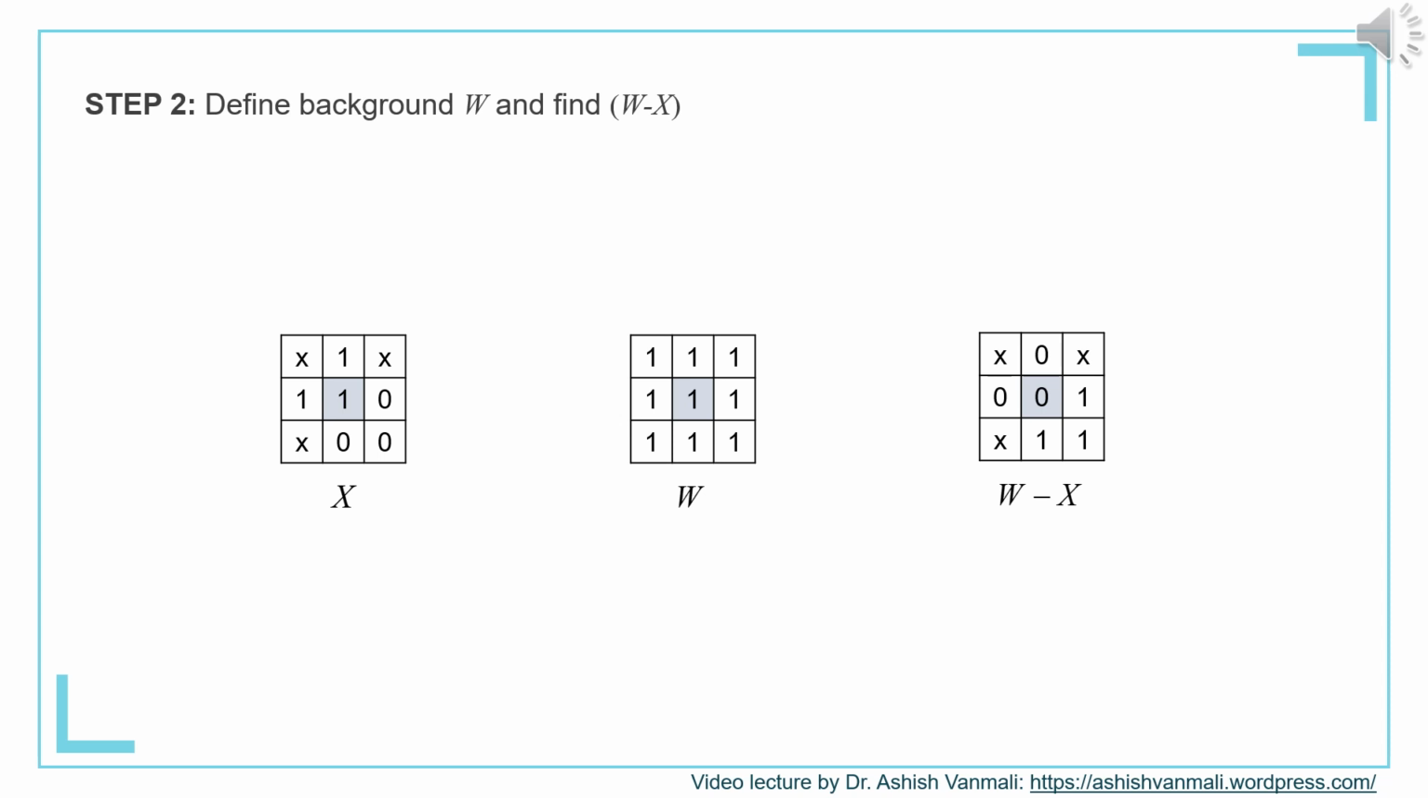The first row of that is don't care, 0, don't care. The second row is 0 0 1, and the third row is don't care, 1, 1.